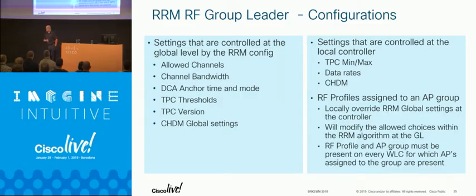The ones that are controlled at the local controller are data rates, coverage hole detection and mitigation thresholds are determined there, and TPC min and max will operate strictly on the local controller, and then RF profiles. RF profiles are always what overrides everything. So if you were to look at the debugs for RM when it does its calculation, first thing it does is consult the local groups. So it'll break everything up by the AP grouping, the RF profile. If there's no RF profile, it will then use the global level.